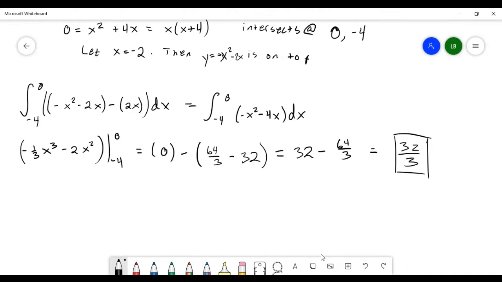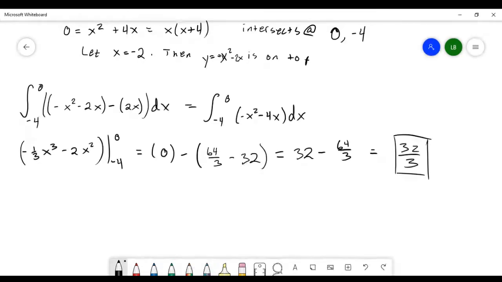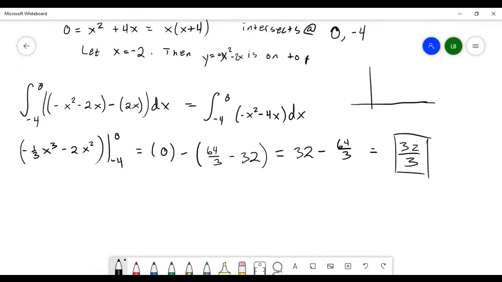Double check that really quick. Let me work that into a calculator. And we get 32/3. That's the final answer. Yeah, that's why drawing a picture can be helpful. If we actually could graph it, we would see we have an intersection at 0 and at negative 4. So something like this. That's more what the region should look like. All right.